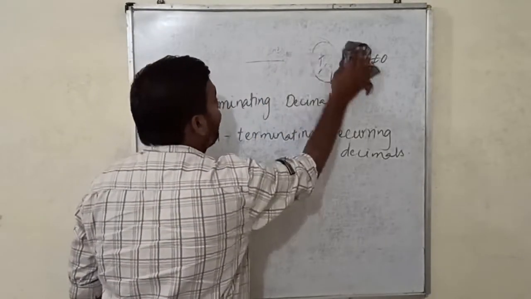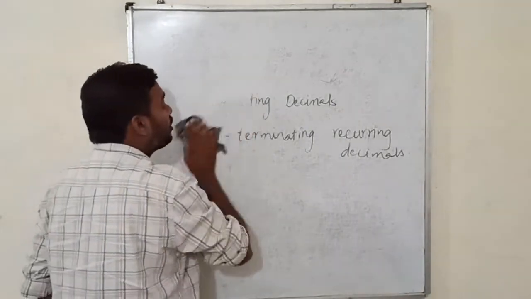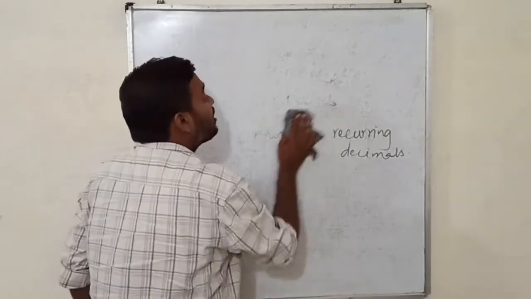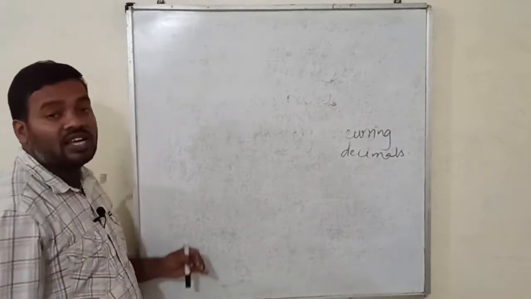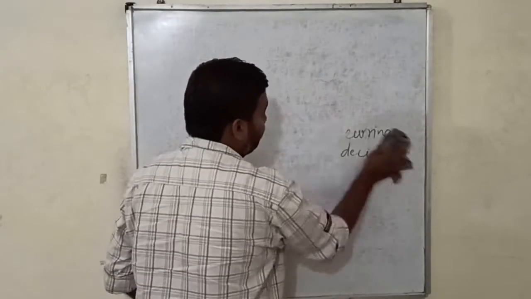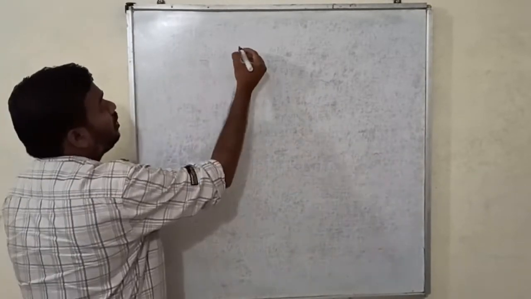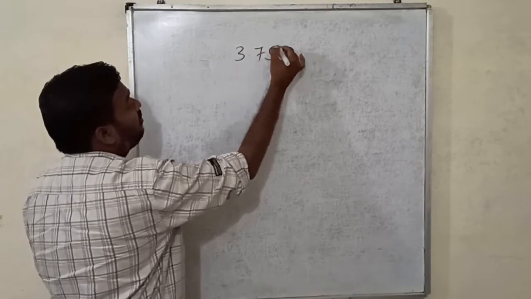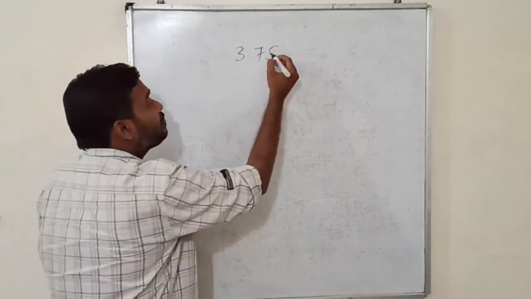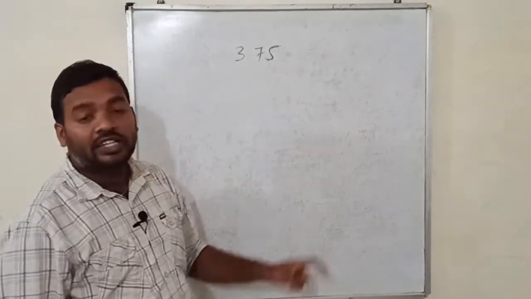In the first case, we shall go for terminating decimals. Terminating decimals are the decimals which stop. Terminate means stops. That means the decimal won't go till infinity. Let us see 3.75. Here the decimal has stopped after 5. There is no further continuation.